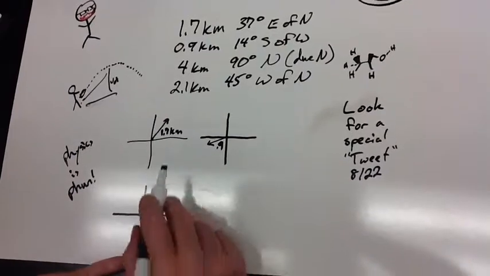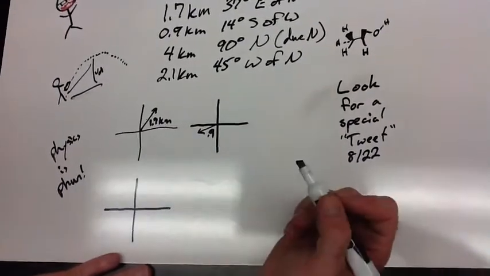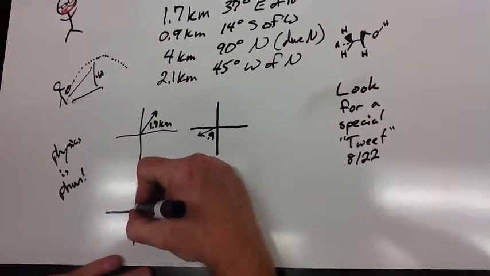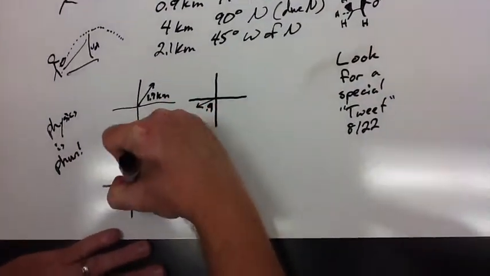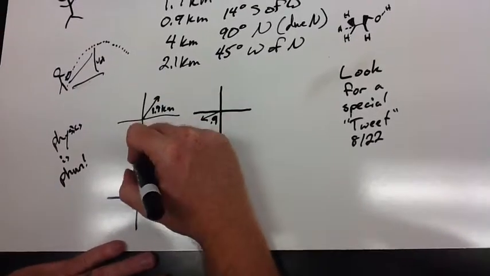I want to draw the same thing here, and I've got 4 kilometers due north. Okay, so now this one's going to be much bigger. I'm going to draw this a little bit fatter, I think. And it's 4 kilometers straight up.